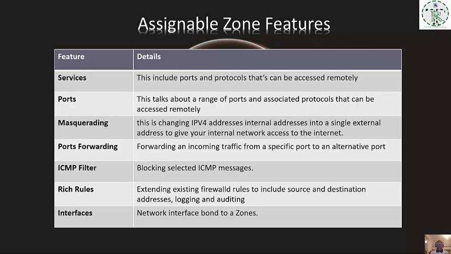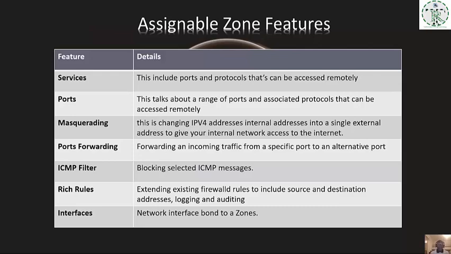I'm talking about assignable zone features. There are a couple of features that can be assigned to a specific zone. That means when you're assigning rules to a zone, there are things you should take note of, things that you can do to a zone. For instance, when we talk about services, this includes ports and protocols that can be assigned to a particular zone. For instance, you can allow the default or drop zone to access telnet services. So we'll say the port number for the telnet connection should be 23, and the protocol, we know telnet uses the TCP protocol.